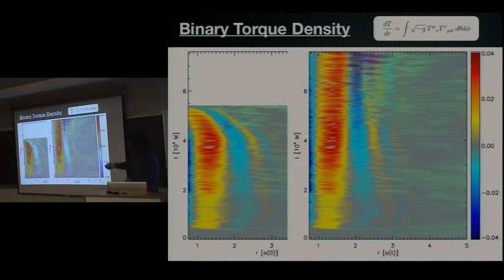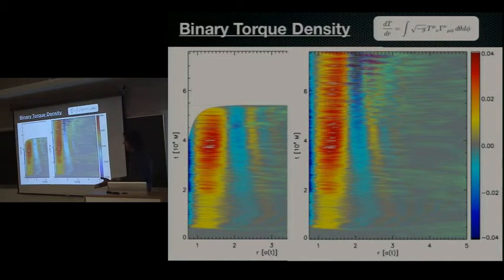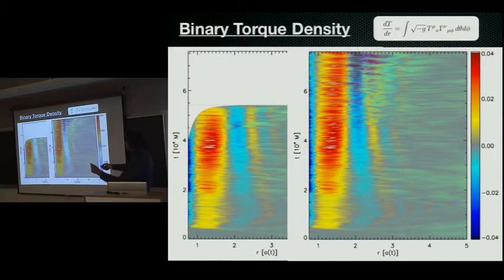So if you look at this as a space-time plot of torque density, this is R in units of the initial separation, this is run 2 and this is run 1. Here the binary shrinks, and the torque density follows the binary as it shrinks. I'm going to now transform it into R in units of a(t), and you see that it follows the binary very well, except that the torque density diminishes in strength right at the very end.